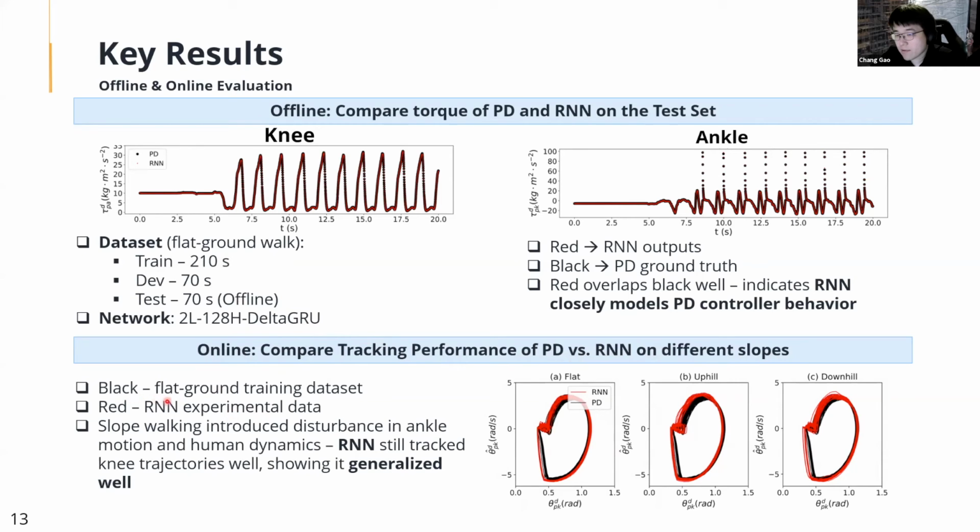The black curve is the flat ground training data set ground truth, and the red curve is the RNN experimental data. As you can see, the slope walking introduced a disturbance in ankle motion and human dynamics, but the RNN still tracked the knee trajectories well, showing it generalized well. But of course, the slope walking is not extreme. The slope is just 5 degrees.